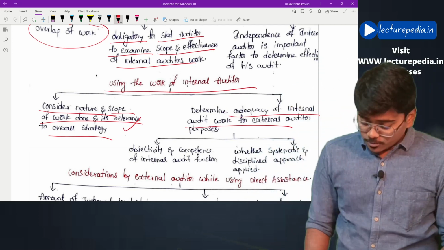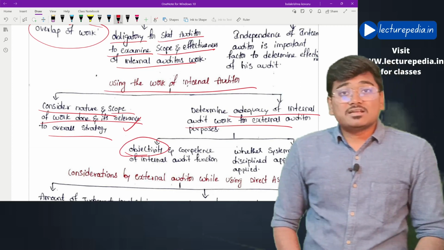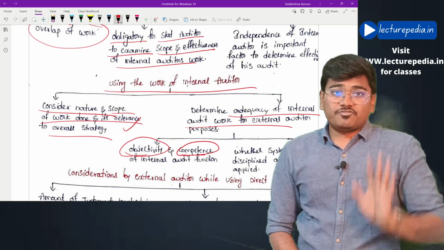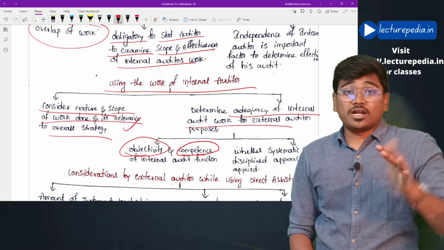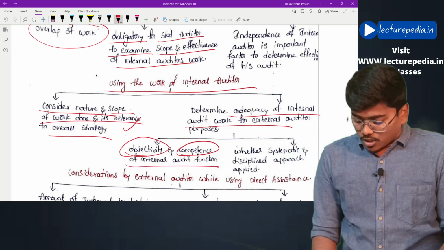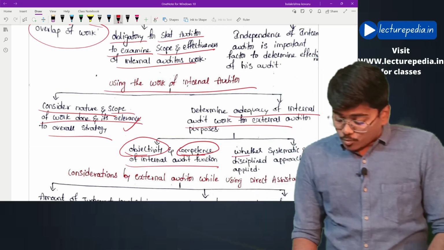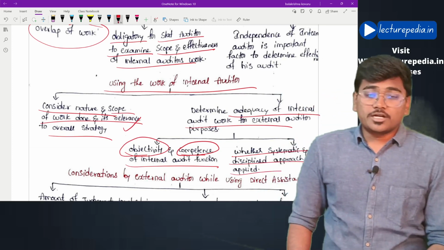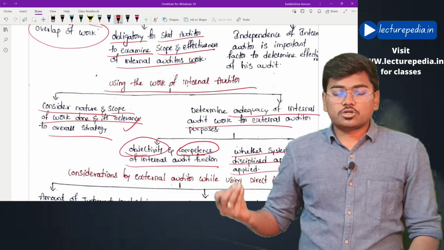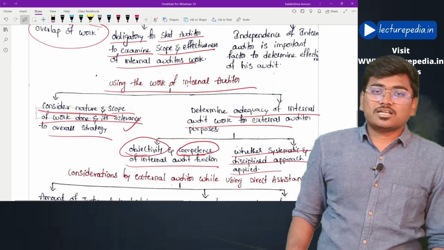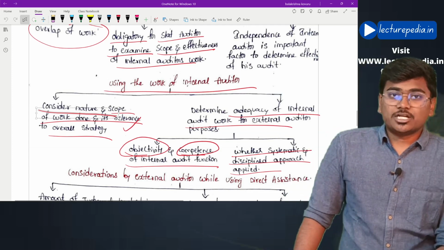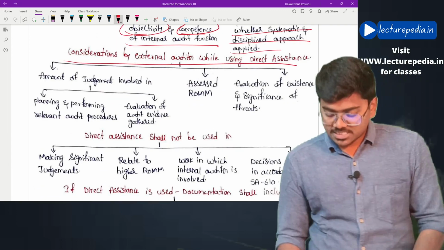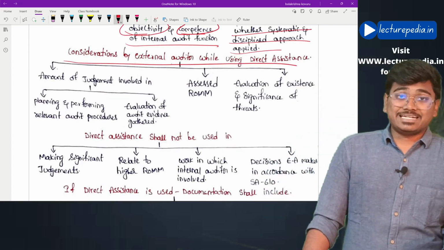For this, what he will do? He will see whether internal auditor has acted objectively and whether he is competent enough, whether he is having sufficient knowledge in that area of internal audit function, and whether the systematic and disciplined approach is applied for conducting internal audit. Based on considering all these factors, the external auditor will decide whether to use the work of internal auditor or not. Next, considerations by external auditor while using direct assistance.